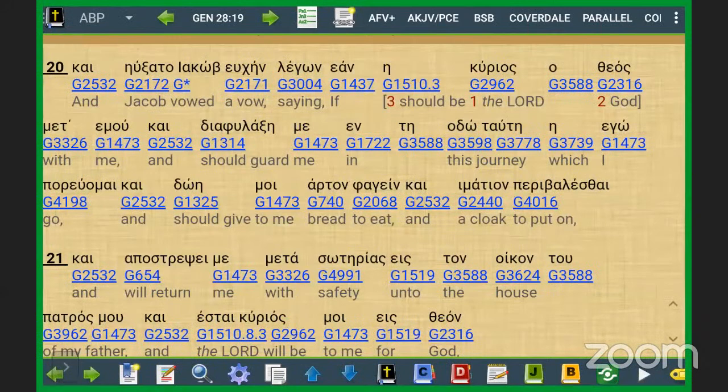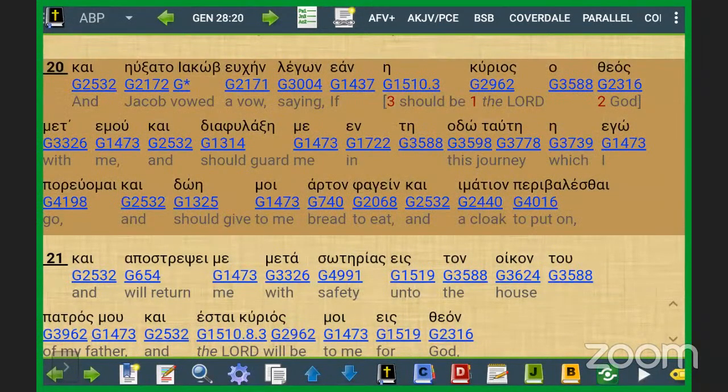So it says in verse 20 of Genesis 28, Barashith 28, verse 20, and Yaakov vowed a vow saying, if Yahuwah... I don't like how it's worded sometimes backwards in the ABP here, but it should say, and Yaakov vowed a vow saying, if Yahuwah Elohim should be with me, or if Yahuwah Elohim is with me and should guard me in this journey which I go, and should give to me bread to eat and cloak to put on.